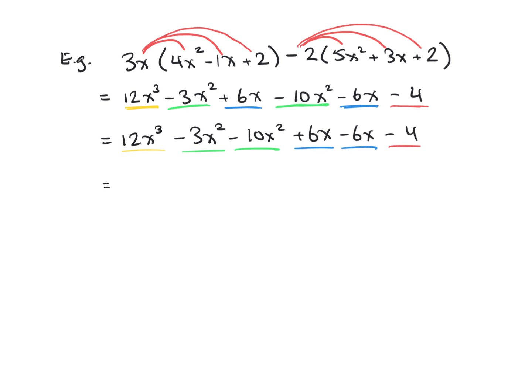Okay, so for the final line, I'll write 12x cubed, that's the yellow term. But for the green ones, I have to think of my integers, negative 3 minus 10 drops down to negative 13 x squareds. Then the blue ones, positive 6x minus 6x. That actually makes 0. So when it makes 0, you don't have to write anything down. You just leave it out. And then the final term is minus 4. Okay, so that is my answer for this one here.